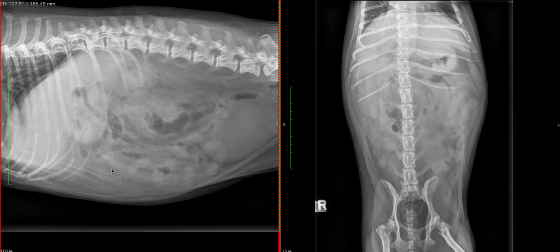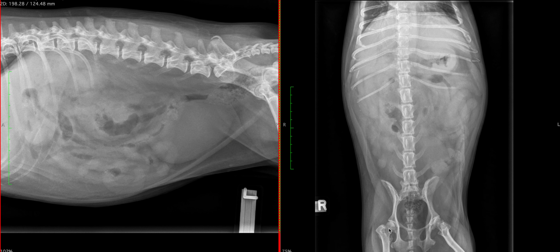The margins of the liver and the spleen are within normal limits, and there is a small amount of heterogeneous material within the gastric silhouette. The lumbar vertebral column is relatively unremarkable, but we do see evidence of remodeling along the femoral head bilaterally and the lesser trochanter of the right femur.